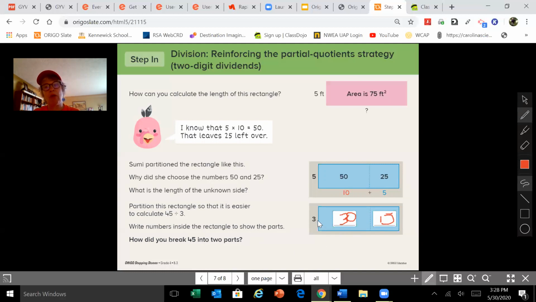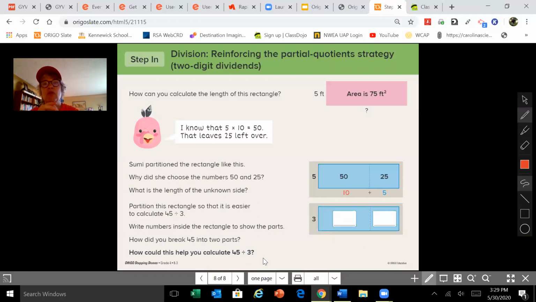So I'm thinking of 3 times what equals 30? Well, that's 10. Okay. And then 3 times what equals 15? Well, that is 5. Is that right? Yep, that is 5. And I'm going to add these two, and I have 10 plus 5 equals 15. What that means is that 45 divided by 3 equals 15. And anyway, so there is our slide.